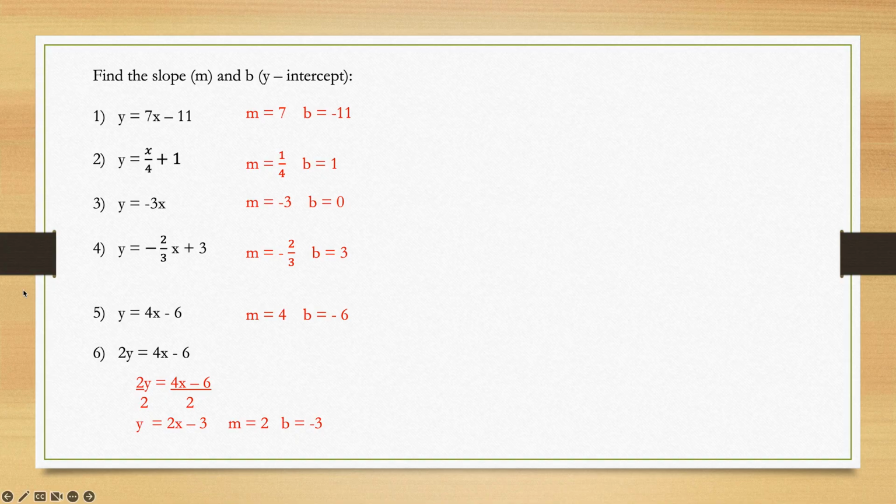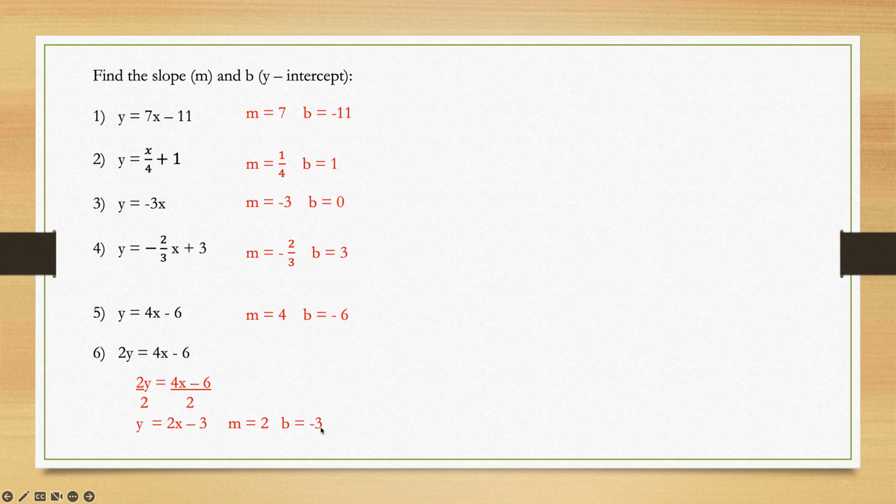So I have to divide everything by 2, which I do, and that gives me 4 divided by 2. This is why we worked on that skill where we broke them apart. 4 divided by 2 is 2, and -6 divided by 2 is -3. So that gives me the equation y equals 2x minus 3, and the slope is 2, because that's what's in front of the x, and the y-intercept is -3.